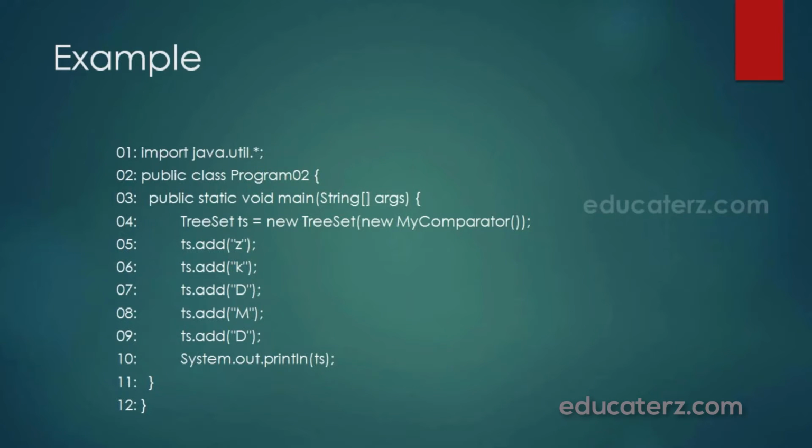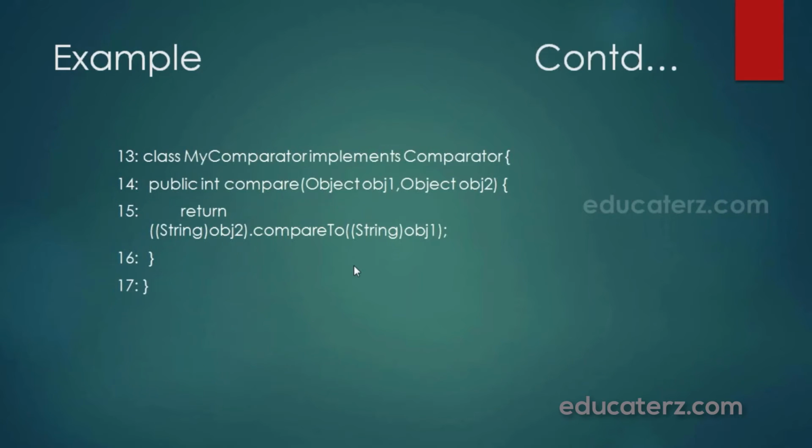Whenever you want to perform any customized sorting order, we need to pass the object of the implementation class of the Comparator interface to the collection class. This is how we have written an implementation class for the Comparator interface, and inside it we have overridden a method called compare.